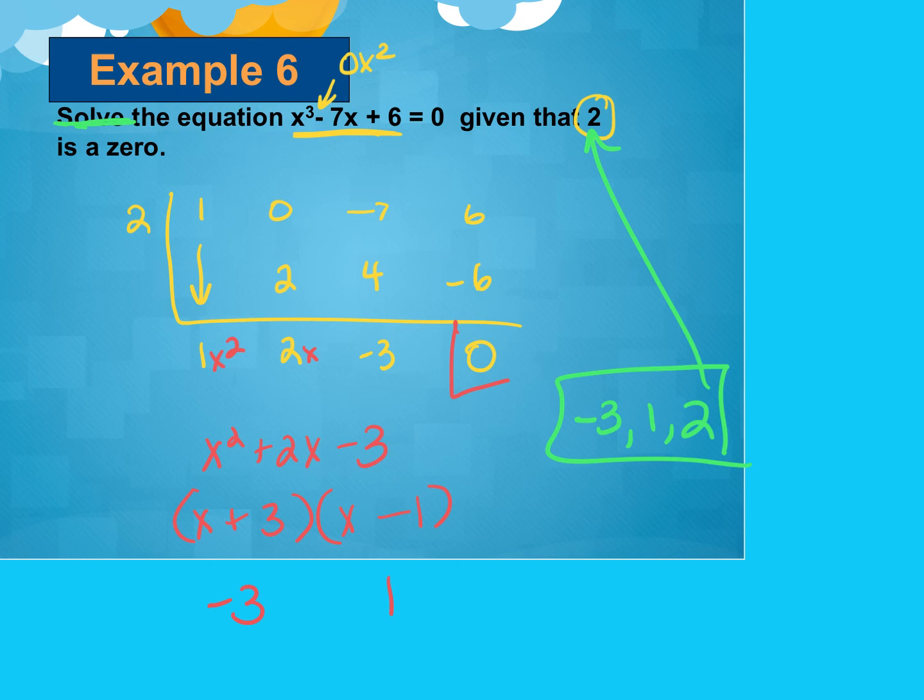Questions on that one? So again, it's going to give you a 0. You are going to put that on the outside. You are going to use synthetic to decrease it a degree from cubic to now quadratic. And then quadratic is always solvable, most likely factorable, but if not factorable, you can use the quadratic equation.